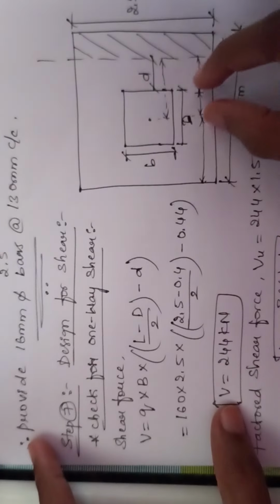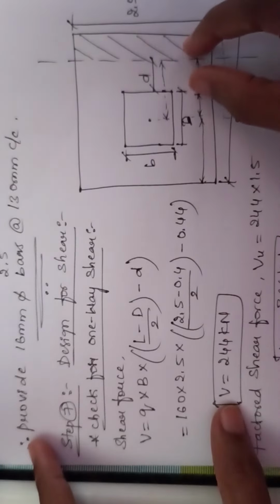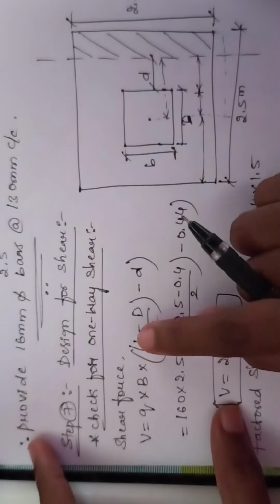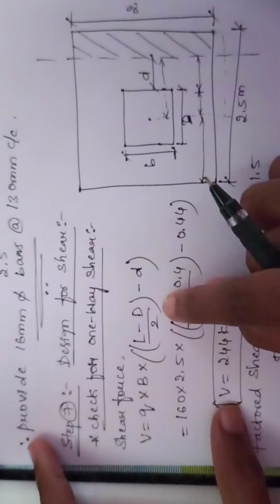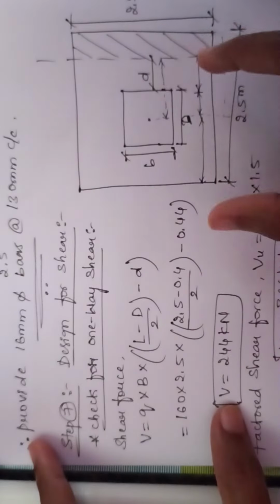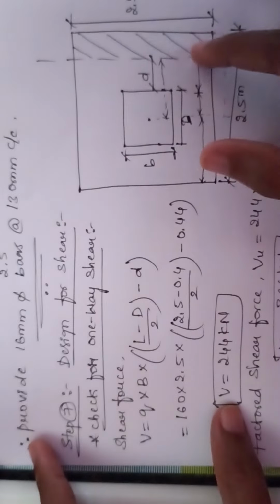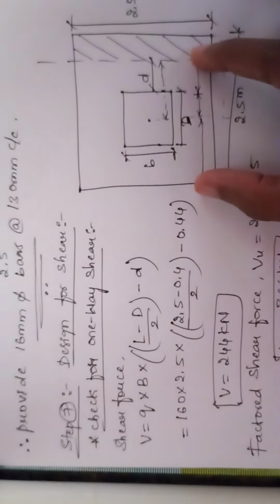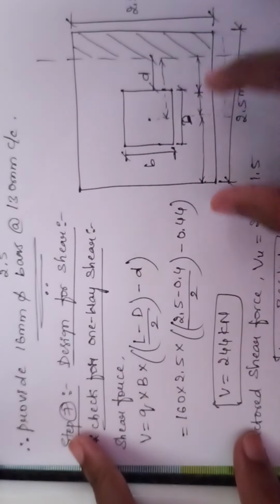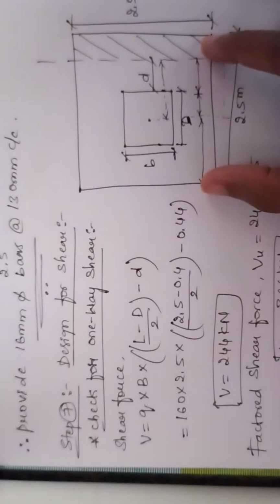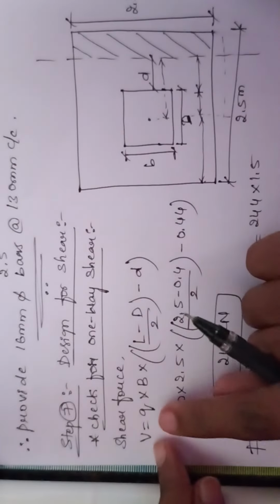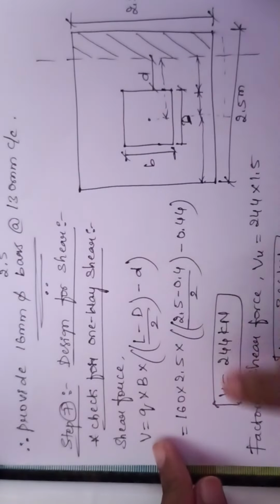L by 2 minus d by 2 minus d. I took 1 by 2 common, and hence I wrote the formula as (L minus d) by 2 minus d, because I need the whole distance from the critical section to the edge of the footing. So that gives me the total length of the footing which is left out beyond the critical section. Now let us substitute all the values one by one in the next step.